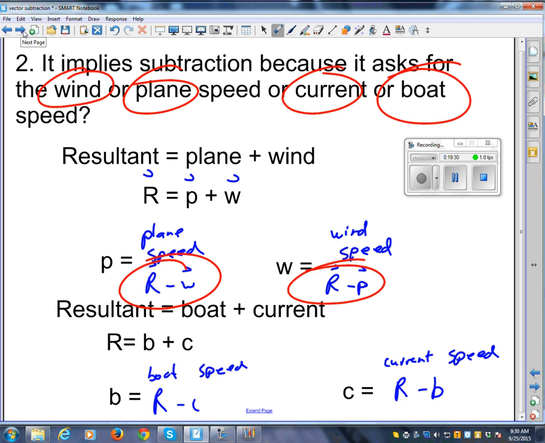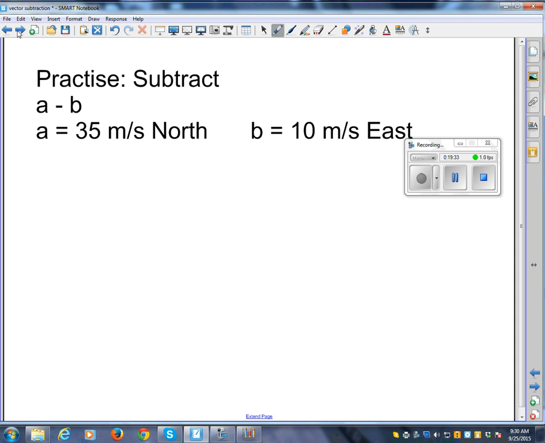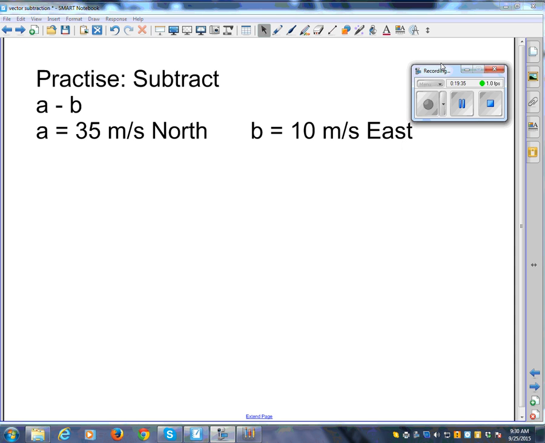RBC, man. Okay, here's the practice one. Are you getting worried? Here's the practice one.